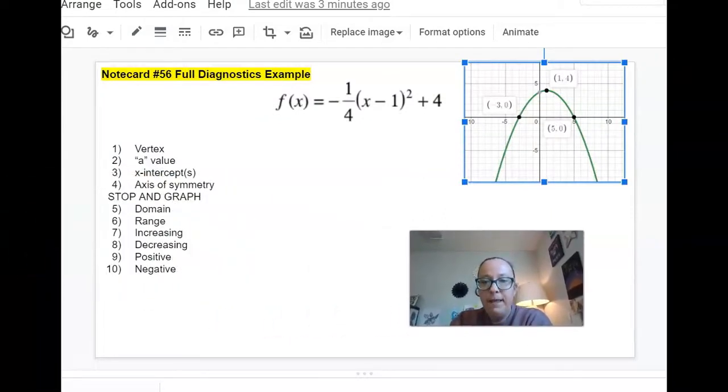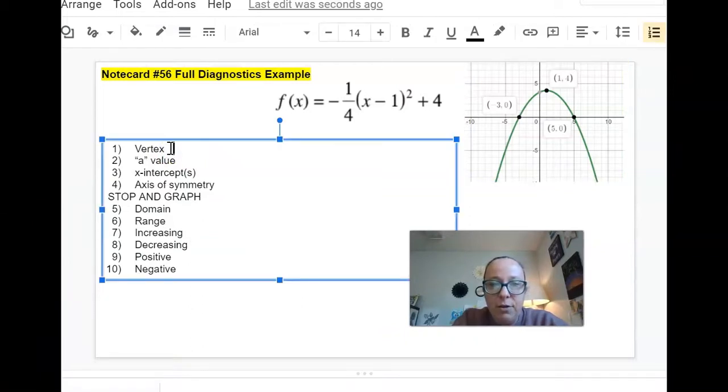And now let's answer these questions. This is diagnostics all the way. So the vertex is 1/4. That's an ordered pair 1/4. What is the A value? The A value is -1/4. And guys, what does that imply? That implies that it opens downward. What are your x-intercepts? We found them. Those are my solutions if I were to set it equal to 0. They are -3 and 5. We also can see it right here on the graph.